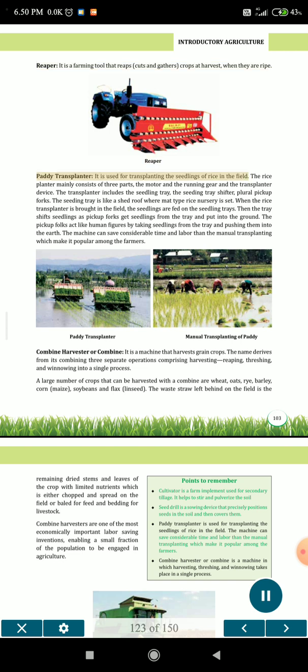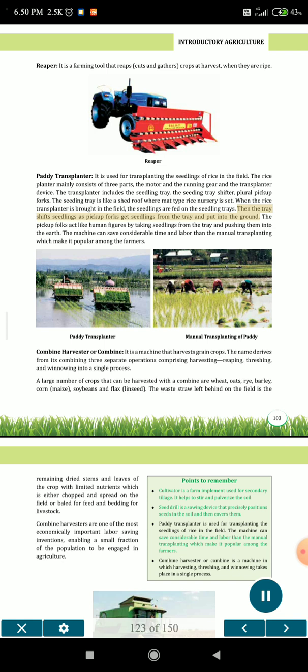Paddy transplanter. It is used for transplanting the seedlings of rice in the field. The rice planter mainly consists of 3 parts, the motor, the running gear and the transplanter device. The transplanter includes the seedling tray, the seedling tray shifter, plural pickup forks. The seedling tray is like a shed roof where mat-type rice nursery is set. When the rice transplanter is brought in the field, the seedlings are fed on the seedling trays.